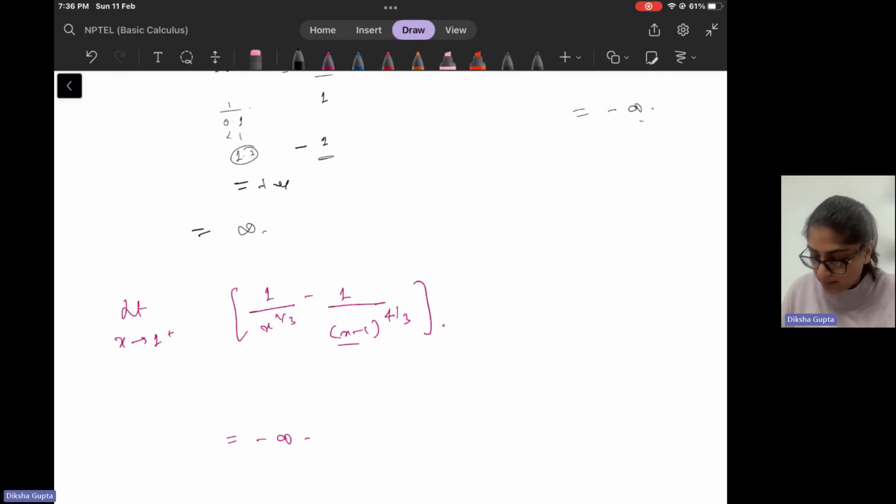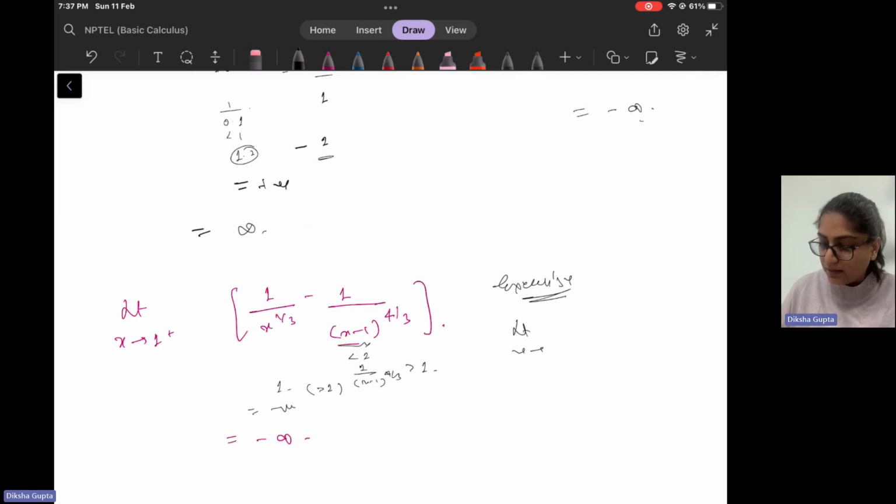You just put x as 1, this will not have a problem, this will have 1. For x tending to 1 plus, this will be something less than 1, and 1 upon x minus 1, 4/3 will be greater than 1, so 1 minus something greater than 1 will give you negative, so overall this will be minus infinity. So your exercise is limit x tending to 1 minus of 1 upon x raised to power 1/3 minus 1 upon, same function, but from the other side.